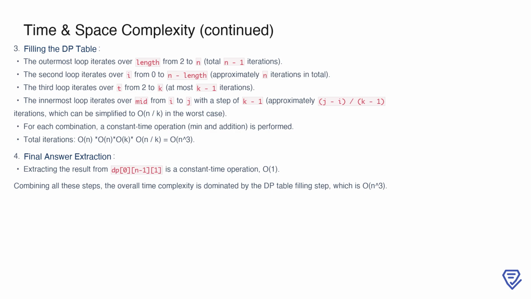Then there's the innermost loop, where we evaluate partition points mid within the subarray, stepping by k-1. This step has a complexity of approximately O(n/k) in the worst case. For each combination, we perform constant time operations like addition and comparison. Multiplying all these factors together gives us a total time complexity of O(n * k * n/k), which simplifies to O(n cubed). Finally, extracting the result from the table is a simple lookup operation, taking constant time, O(1). Therefore, the overall time complexity of the solution is dominated by the DP table filling step, which is O(n cubed).